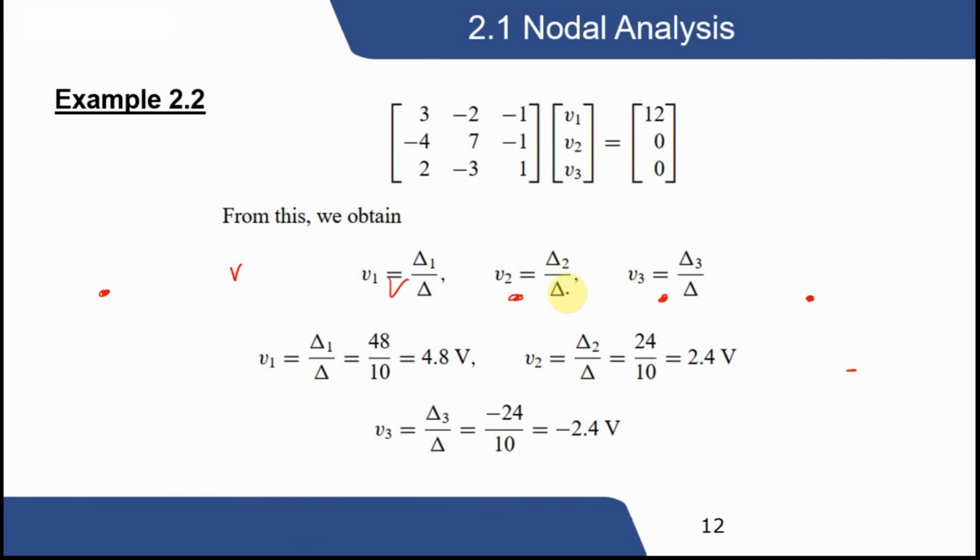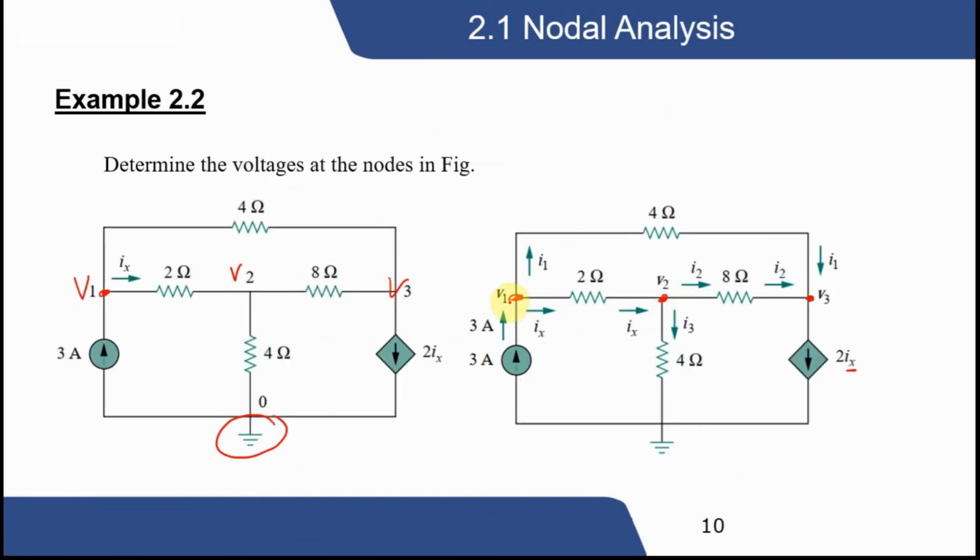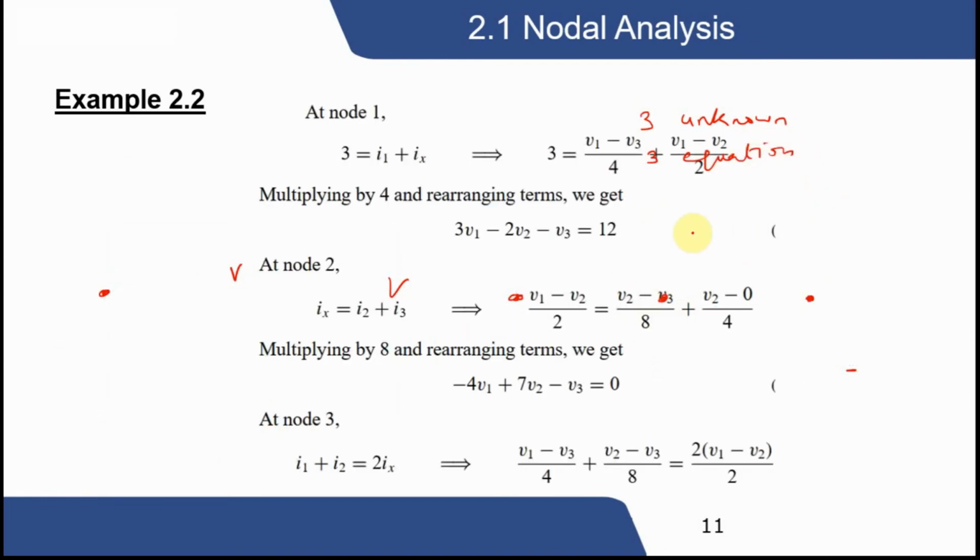In this question we have 3 variables, so we have 3 unknowns. So we also require 3 equations. The equation 1 is this one, equation 2 is this one, and equation 3, once we solve it, will become equation 3.